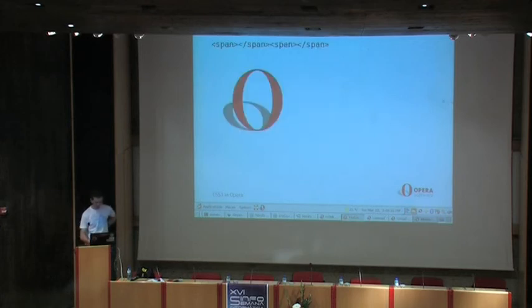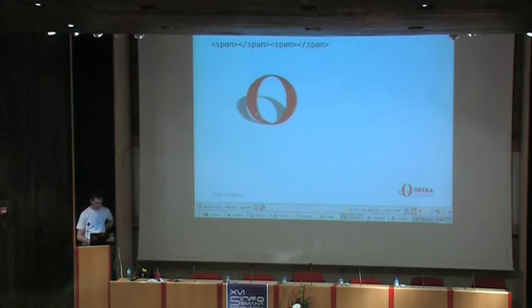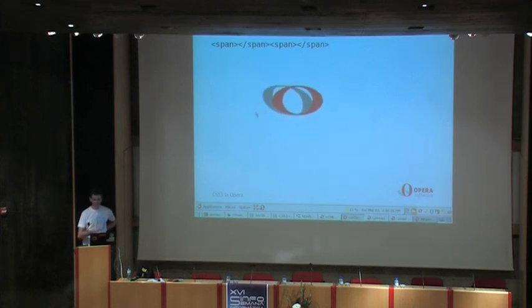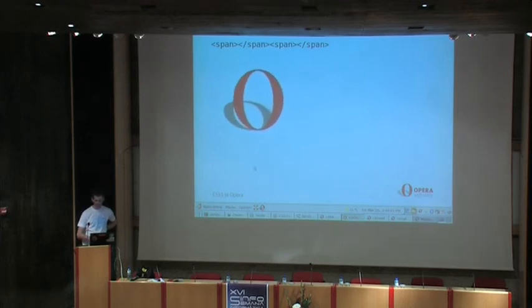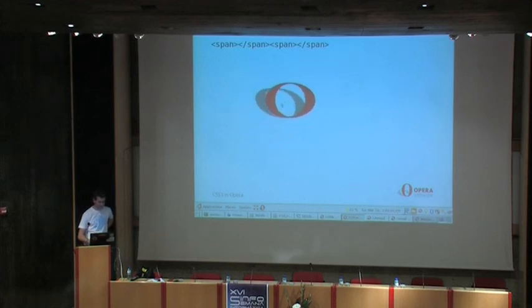Here's another one. You might have known that Apple is implementing transitions for CSS, and we did the same thing. So here's the Opera logo, created with two span elements and a bunch of border radius, and we added some animation effect to it as well, using the CSS transition proposal from Apple, which we implemented. Basically, on hover, it increases or decreases in size.